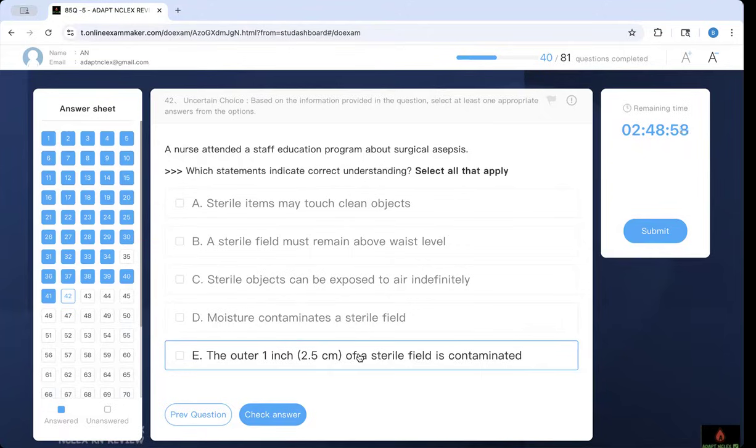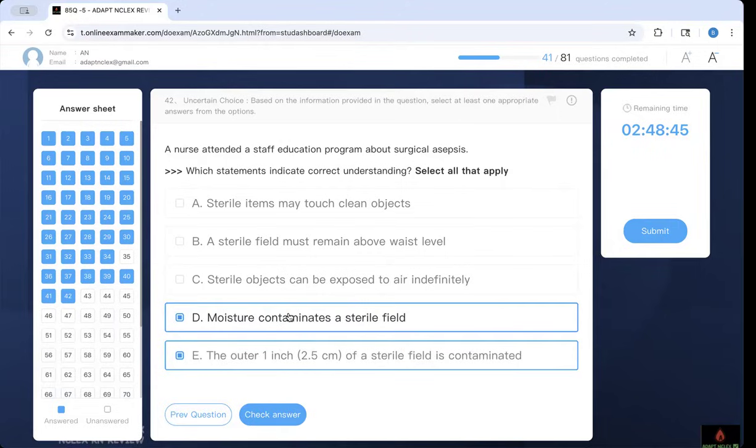What do you think? This is something, if I were you, I would take a picture. When you see your question, these are the terms they will use to trap you. I can tell you this is true. And moisture is going to contaminate the surgical field.